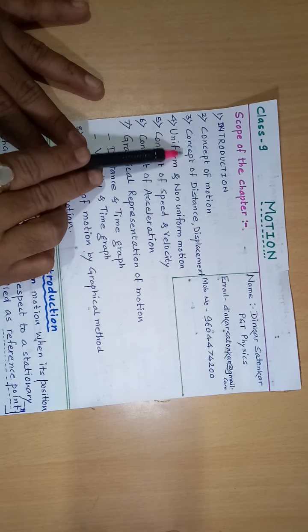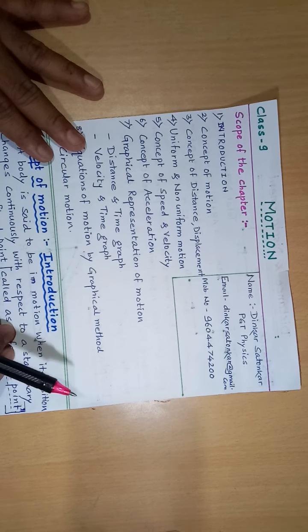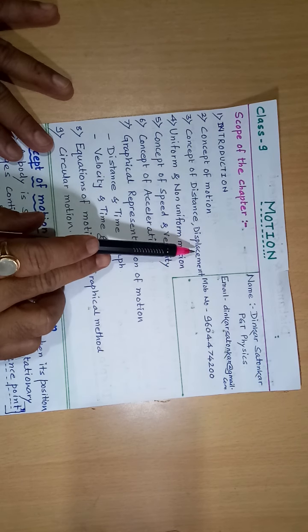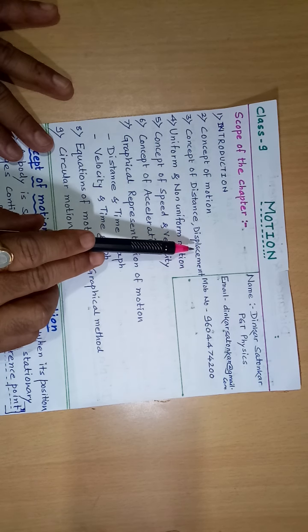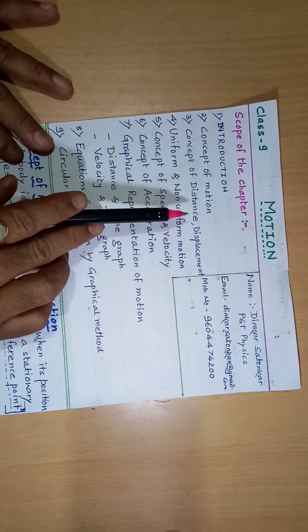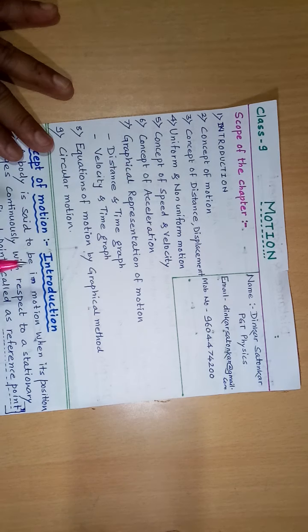Later on we will be seeing the concept of distance and displacement. Distance and displacement are very important in this chapter because they are the fundamental concepts, and all the quantities which come henceforth in this chapter will depend totally on distance and displacement. So it is important to study them initially. Initially, distance and displacement look the same, but when you study them in detail, you will come to know what exactly distance means and what displacement means.